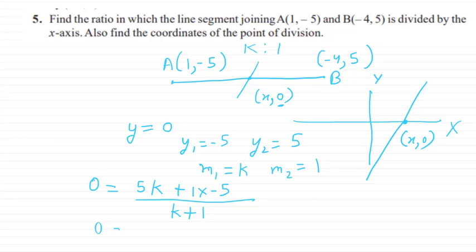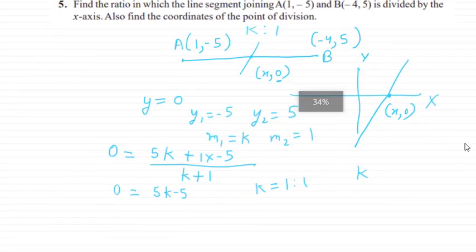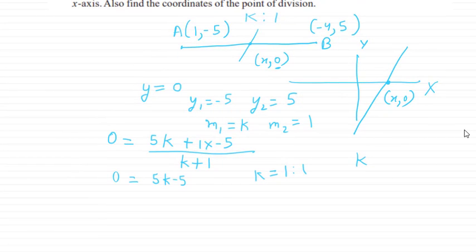So here you will get 5k minus 5 equals 0. So k will be 1, that is 1:1. The value of k is 1. That means the required ratio will be 1:1. Or you can say that the point on the x-axis will be the midpoint. So we can write here, required ratio is equal to 1:1.